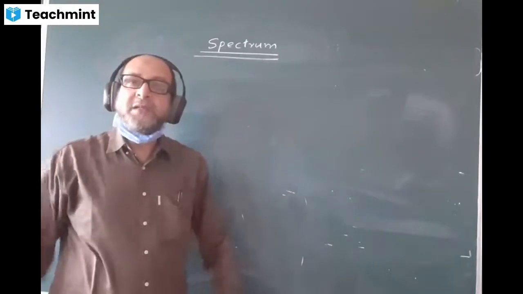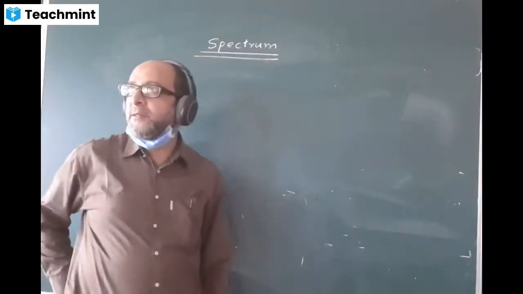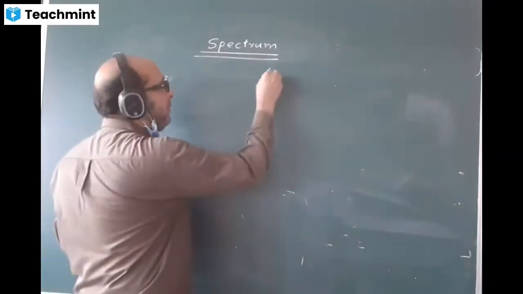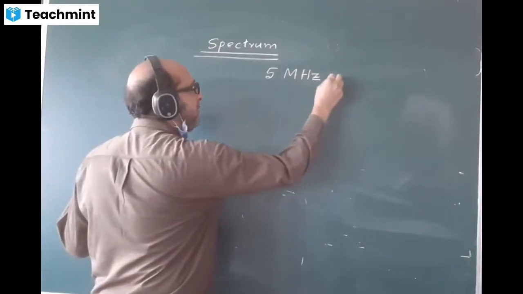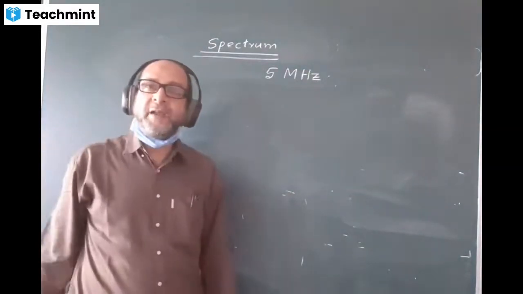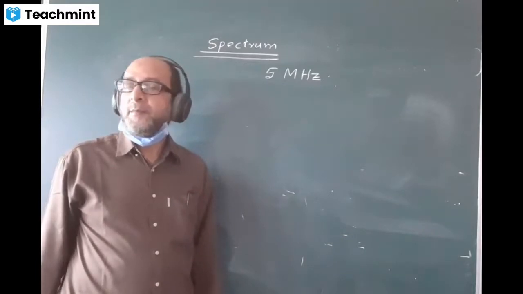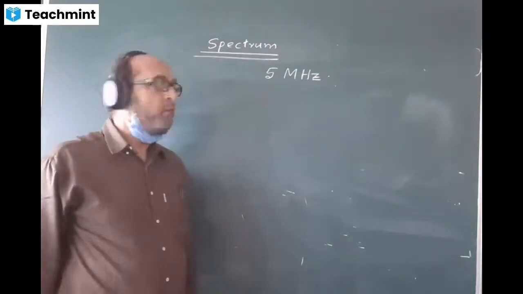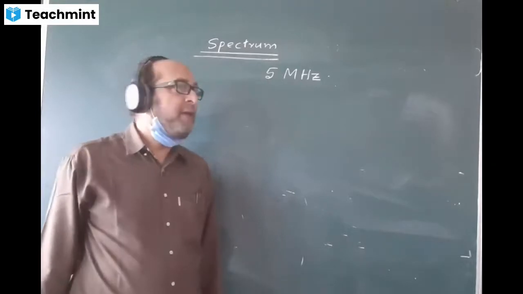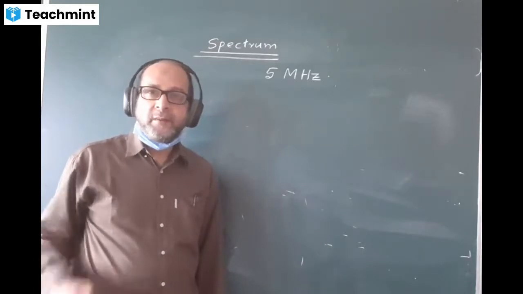A radio wave is transmitted at 5 megahertz. Find the wavelength corresponding to this frequency of radio wave.